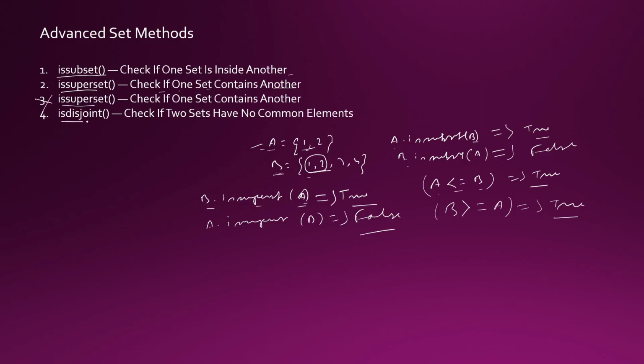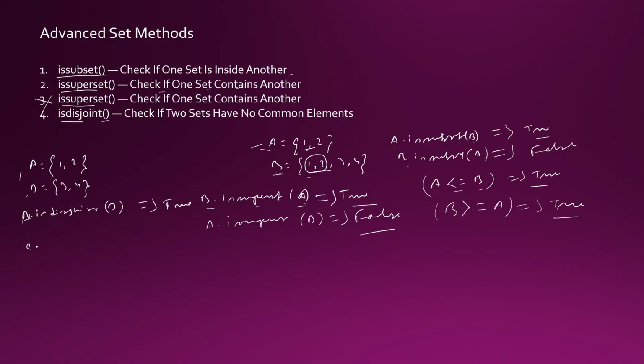Next is disjoint. It checks if two sets have no common elements. Suppose I write A as 1, 2 and B as 3, 4. Now if I print A is disjoint of B, is there any common element between these two sets? No. That means it is true. Disjoint gives me the answer as true if there is no common element in both sets.